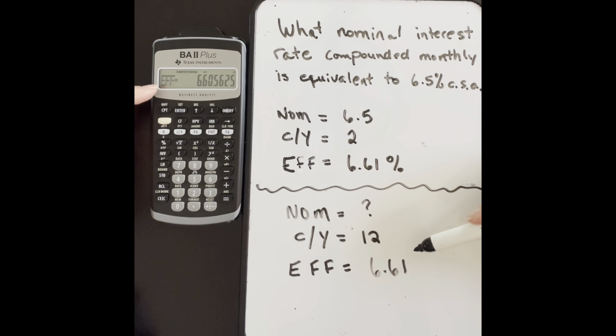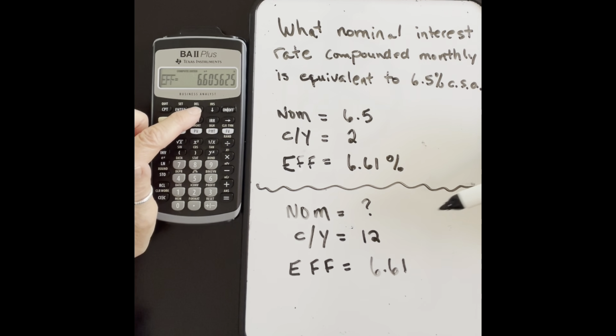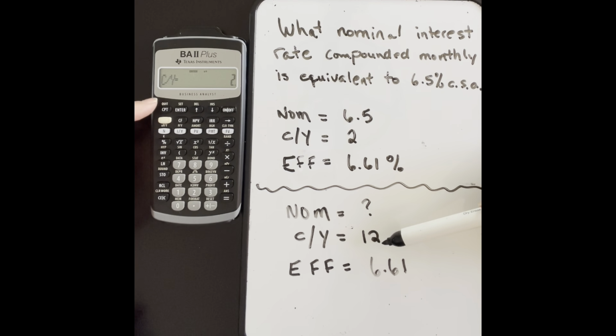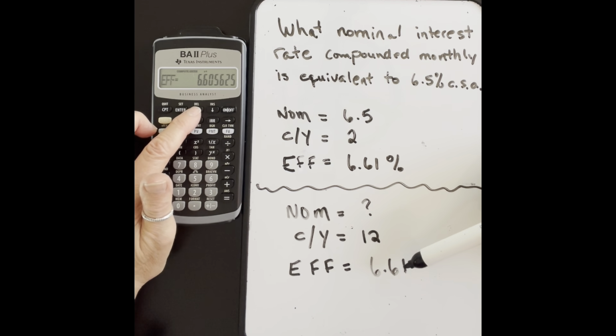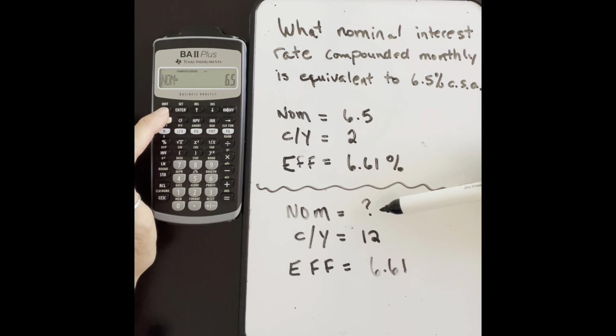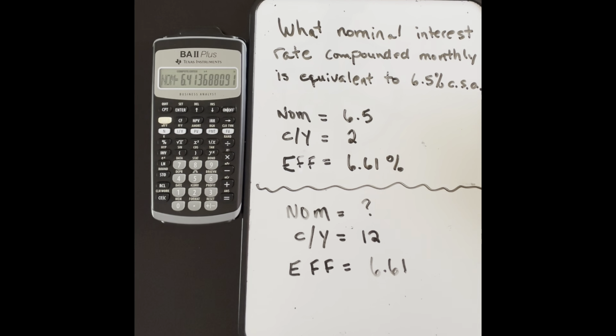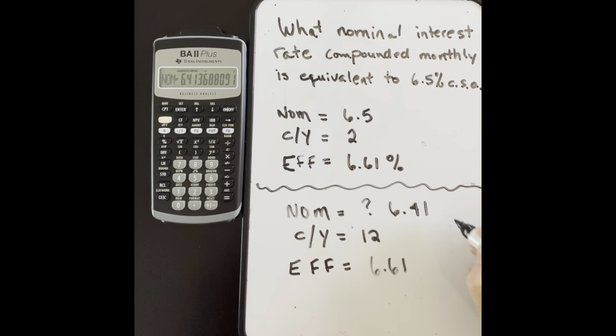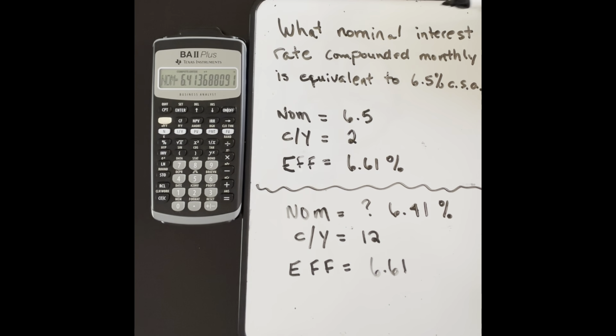So we're going to keep that value in. We're going to change our compound periods per year to 12, and then we're going to get it to calculate the nominal interest rate. So let's press our arrow and go to compound periods per year, and we're going to change that to 12. Enter. And then we've got our effective rate. Scroll again and compute the nominal interest rate: 6.41. So we went from one nominal interest rate, 6.5% compounded semi-annually, and we changed that to another nominal rate, 6.41% compounded monthly. Those two are equal.